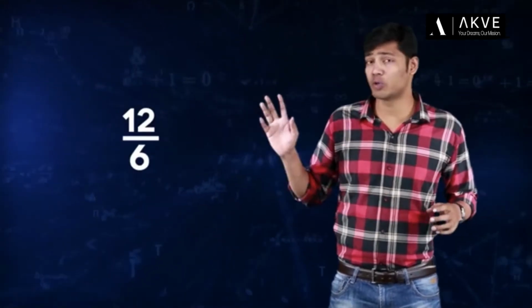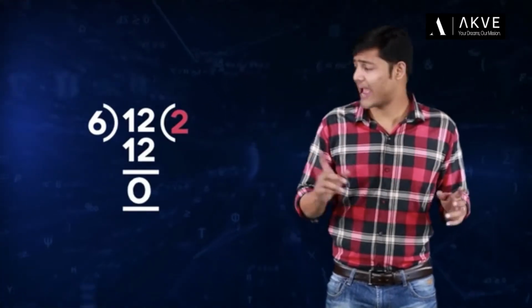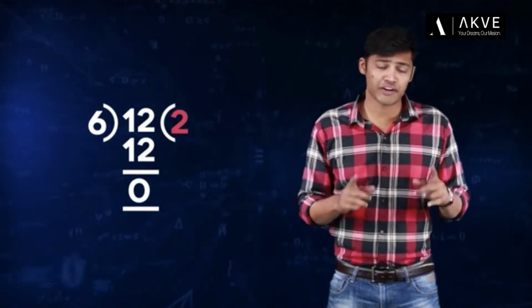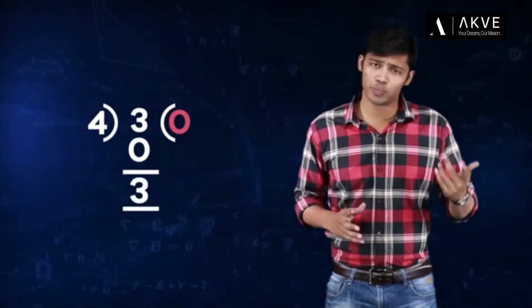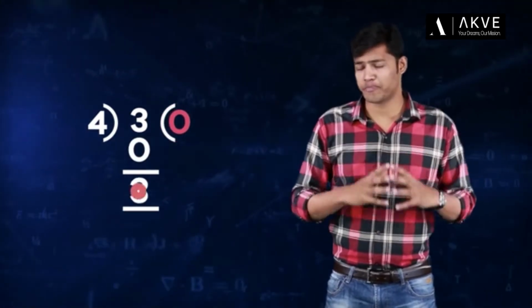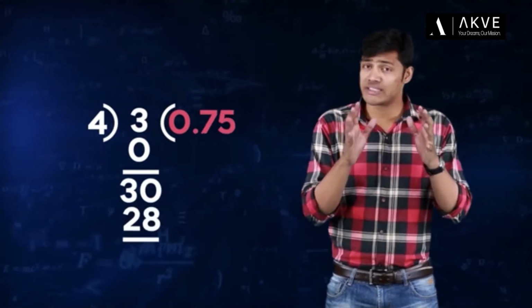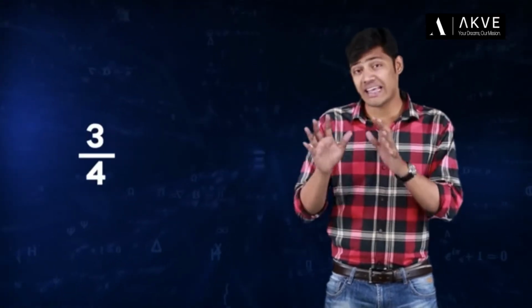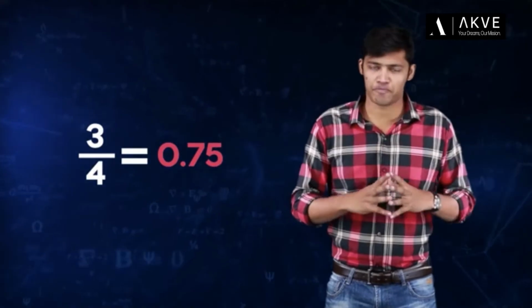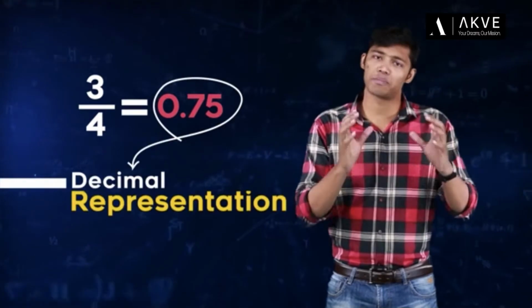Hence, what's the first thing you would do when you come across this number 12 by 6? We simply divide 12 by 6 and write the quotient as 2. Similarly, for the rational number 3 by 4, if you divide 3 by 4, the quotient would be 0 and the remainder would be 3. Now, if you further divide, the quotient will be 0.75 when the remainder is 0. So, 3 by 4 is equivalent to 0.75. Now, this type of representation is known as decimal representation.